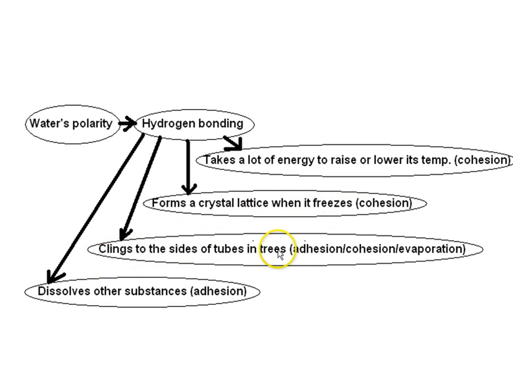Clings to the sides of tubes and trees. Adhesion to the sides of the tubes in the trees, that's going to be to the cellulose. Cohesion prevents the water in the middle of the tubes in the trees from falling back down, and evaporation from the leaves allows more water from the roots to be brought up. The most important property of water is that it dissolves other substances, and that's adhesion basically, and can be used to transport things around the body. Basically, all of life's chemical reactions happen within water.